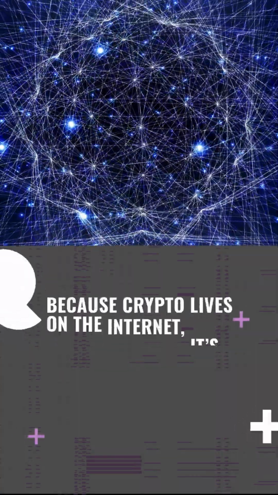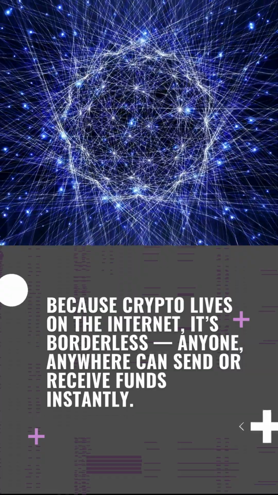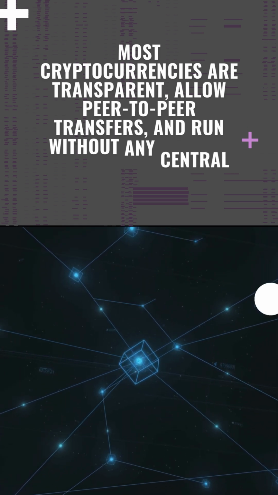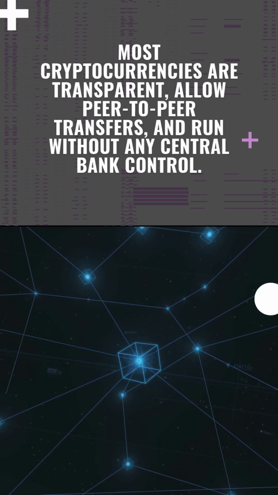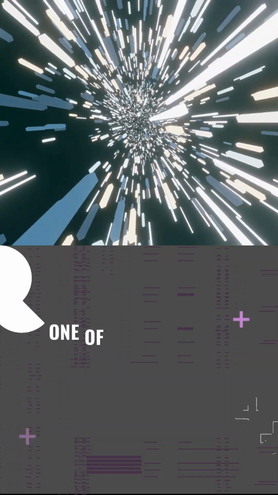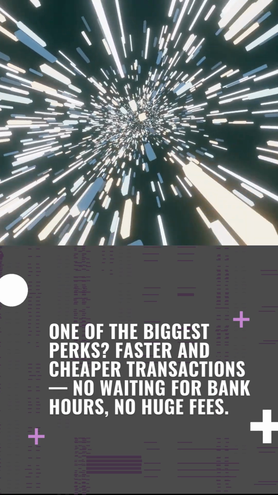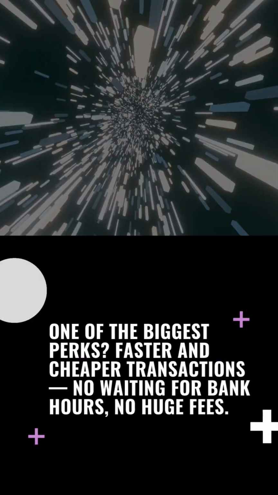Because crypto lives on the internet, it's borderless. Anyone, anywhere, can send or receive funds instantly. Most cryptocurrencies are transparent, allow peer-to-peer transfers, and run without any central bank control. One of the biggest perks? Faster and cheaper transactions. No waiting for bank hours, no huge fees.